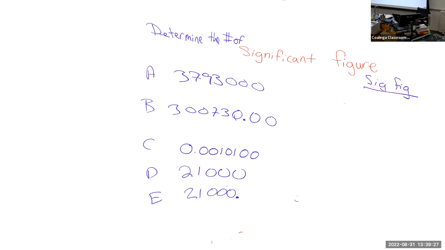Volunteers for A? You got a 4. We got 4. So I'm assuming right here, 1, 2, 3, 4. Okay. What about B? 7. Sure. 8. Yes. 1, 2, 3, 4, 5, 6, 7, 8. All of them are significant.